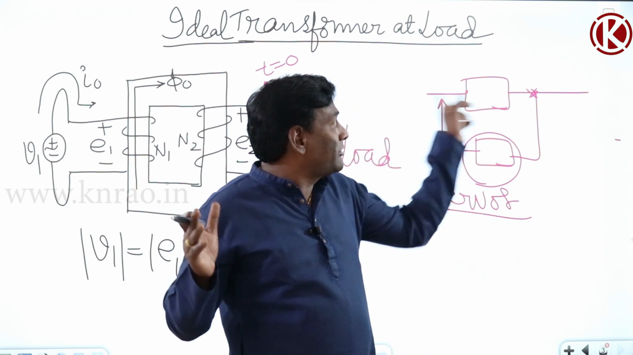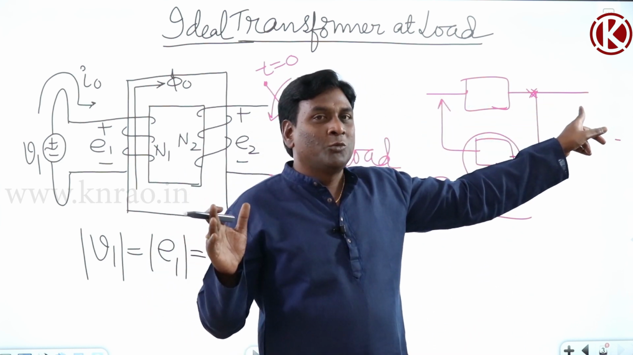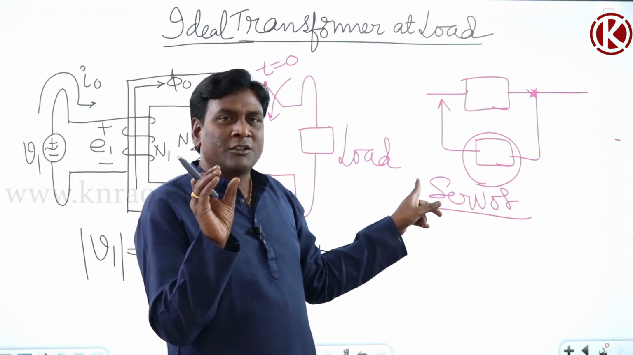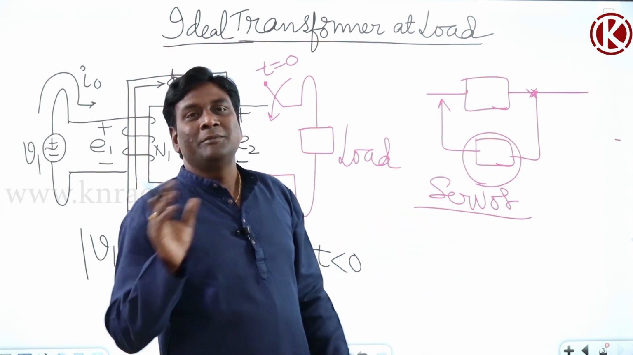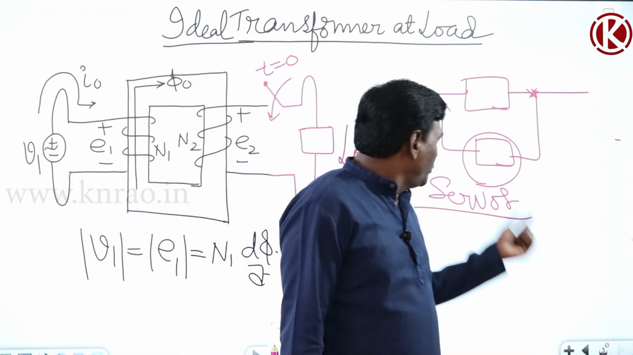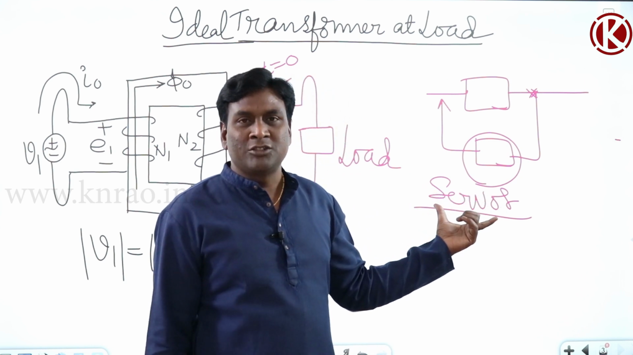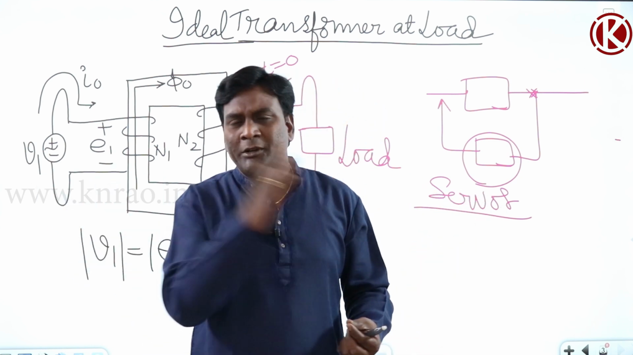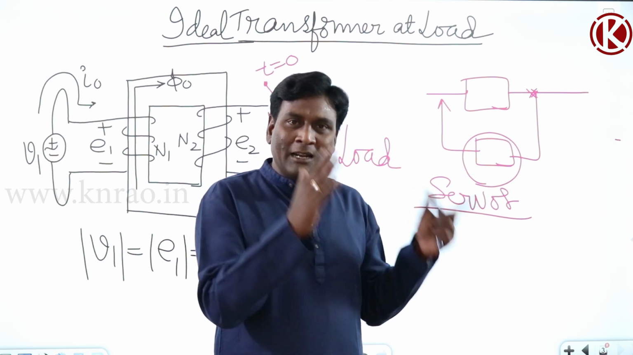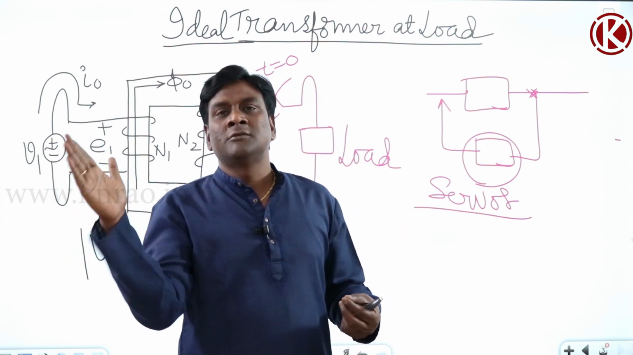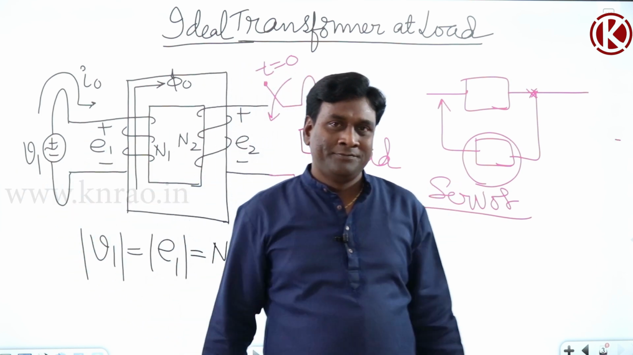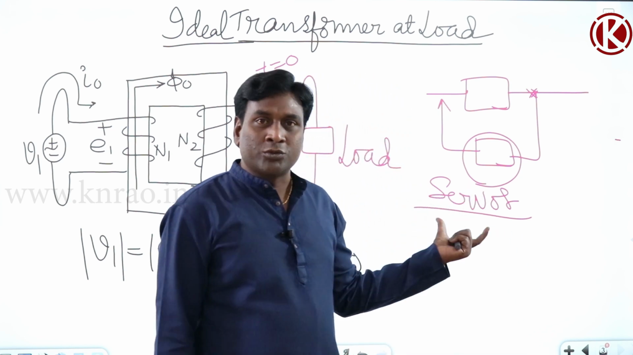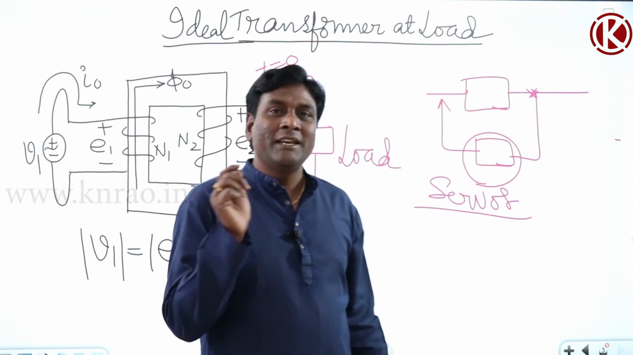But for a huge power IC engine, steady state behavior is more important. For a small power IC engine like your bike, transient behavior is more important. For servos and measuring instruments, how fast it comes to steady state matters. For example, if you connect an ammeter, how fast it comes to show you 5 amperes matters. So for servos, transient behavior matters.